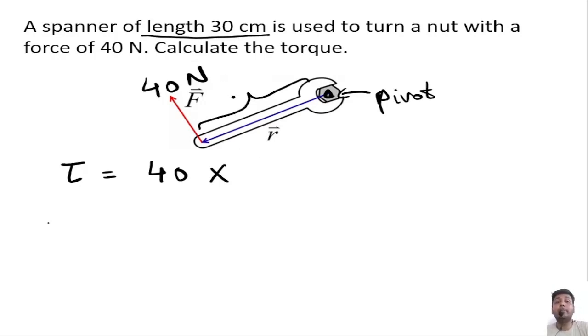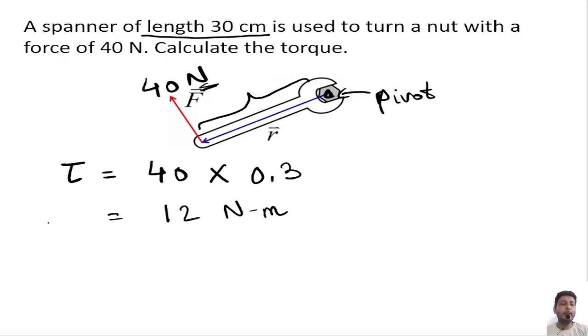And 30 centimeter, I have to convert into meter because I am using the SI system. Newton is SI system. So I will write it as 0.3 meter. So this gives me 12 Newton meter of torque.